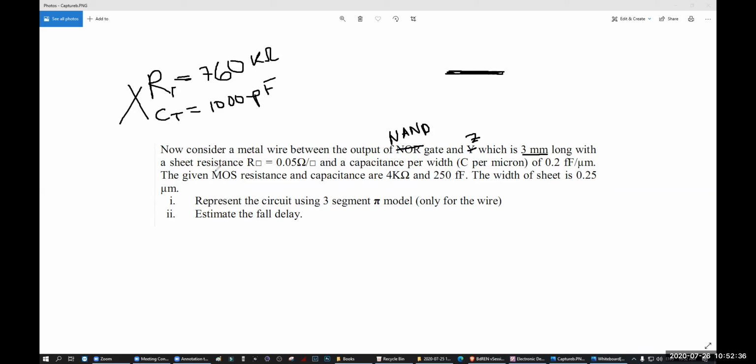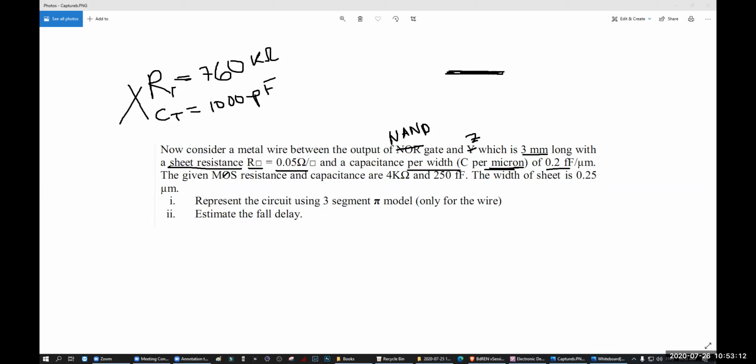What they said is with a sheet resistance, R sheet, this is a box, right? That means sheet resistance of 0.05 ohm per square, and a capacitance per width, per micrometer, of 0.2 femtofarad per micrometer. From this, you have to find out the total resistance and total capacitance. They could have given you the whole thing, but they gave you a puzzle so that you have to be busy for 2 more minutes.